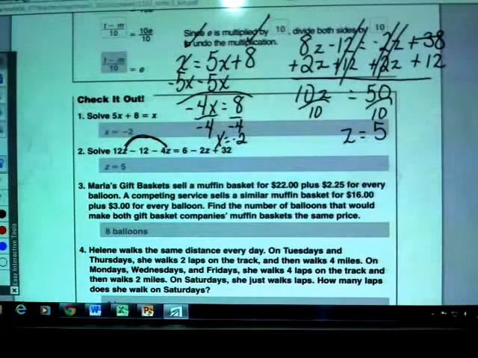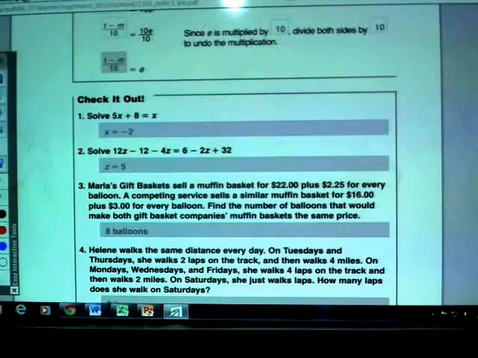All right, let's take a look at number 3 here. It says Marla's Gift Basket sells a muffin basket for $22 plus $2.25 for every balloon. A competing service sells a similar muffin basket for $16 plus $3 for every balloon. They want to know at what price point those muffin baskets with the balloons would match up.